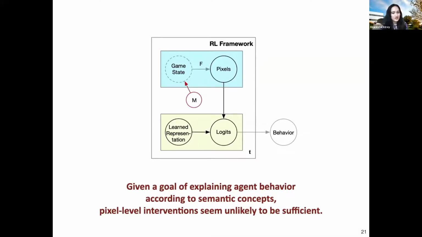Through this, and I'll talk about how we do that, we can verify whether counterfactual states produce expected patterns of saliency on the same set of semantic concepts. That way we'll know whether the agent has learned a representation R.